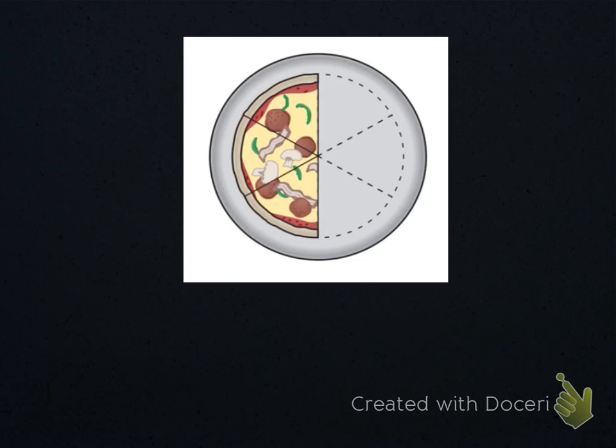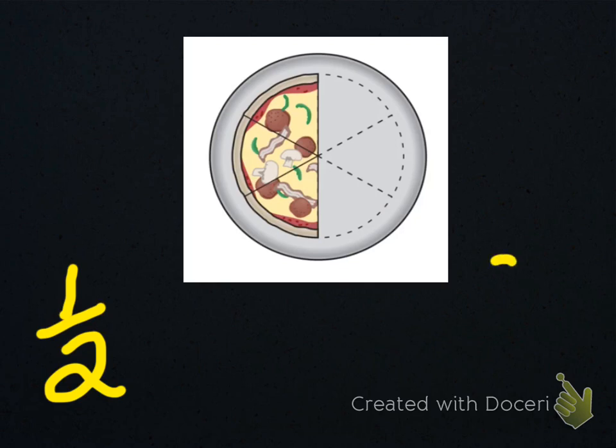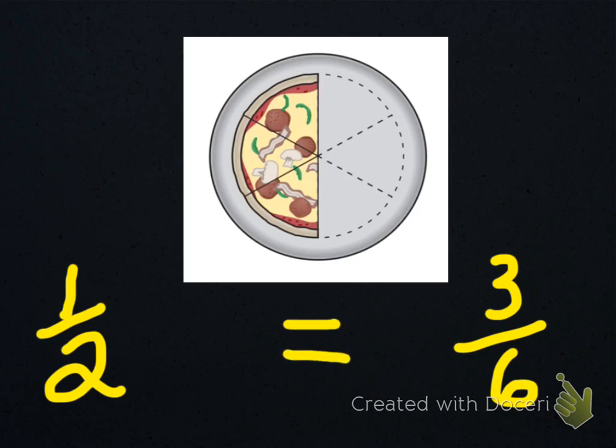For instance, if you take a look at this pizza, you might say to yourself, well, it looks like half of the pizza is missing. I would write that as 1/2. However, you can also see that it's been divided into 6 pieces on the actual tray. So you might also say that 3/6 of the pizza is still there, or 3/6 is also missing. So therefore, 1/2 and 3/6 are equal or equivalent fractions.